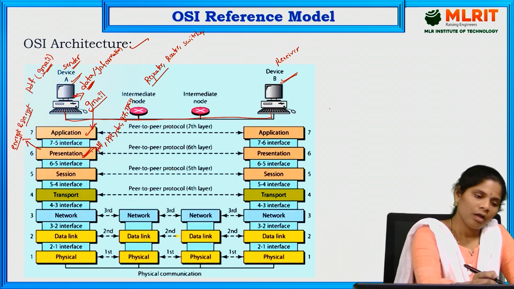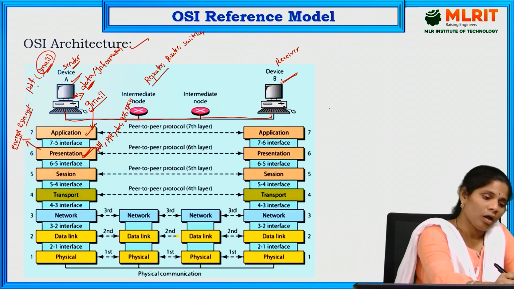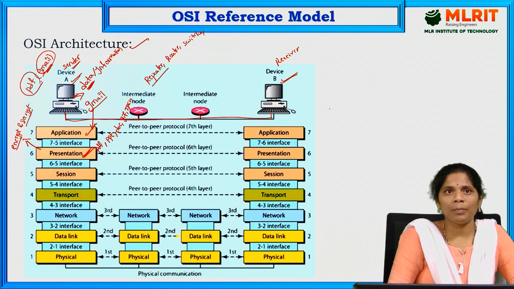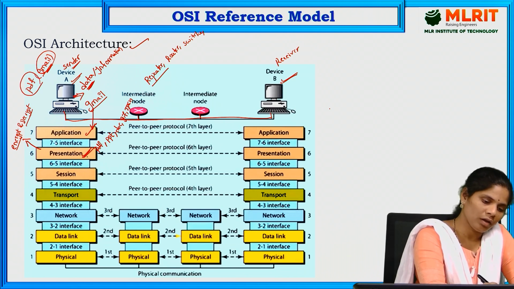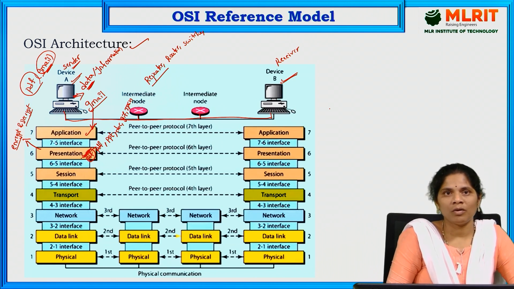So, here I have selected the application, the Gmail application. I want to send the data in the form of PDF. That is presentation. So, here I am selecting PDF. In the form of PDF, I am going to send the data.